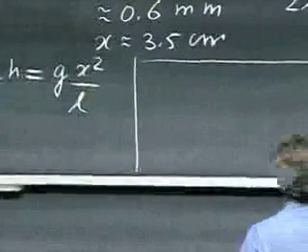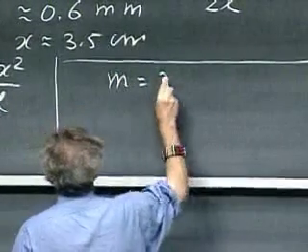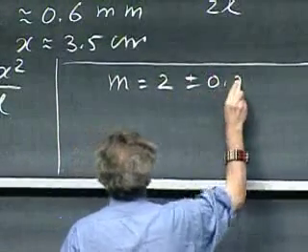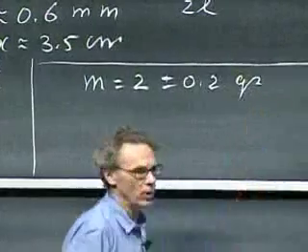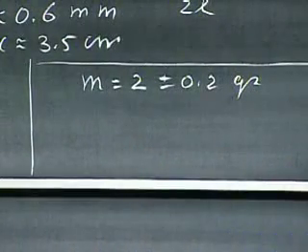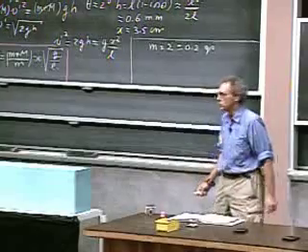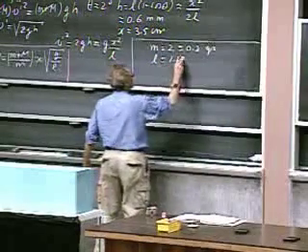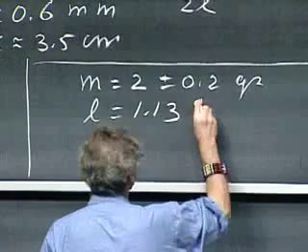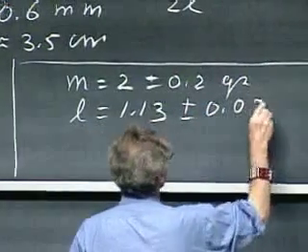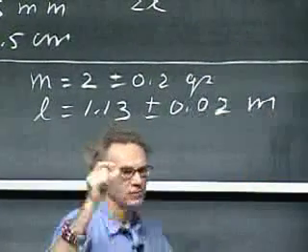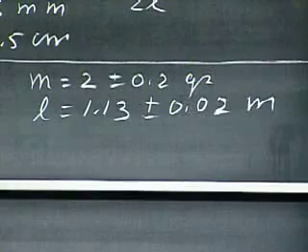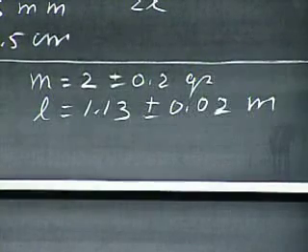input for this experiment. The bullet mass is 2 plus or minus 0.2 grams. I apologize that I don't give you all the numbers in MKS units. You will have to convert them, of course, to MKS units. The length of the pendulum is 1.13 meters plus or minus 2 centimeters. We're not certain, with an accuracy of about 2 centimeters.